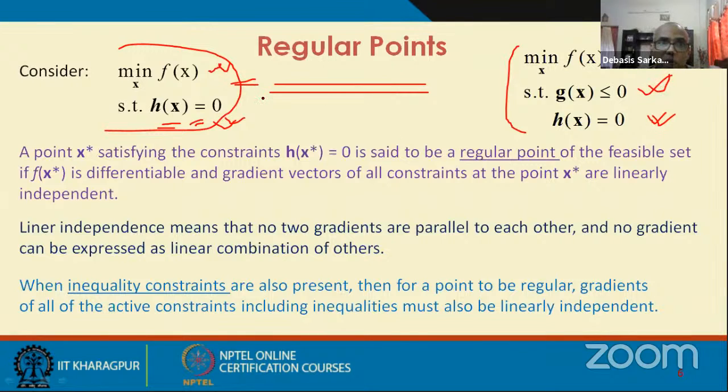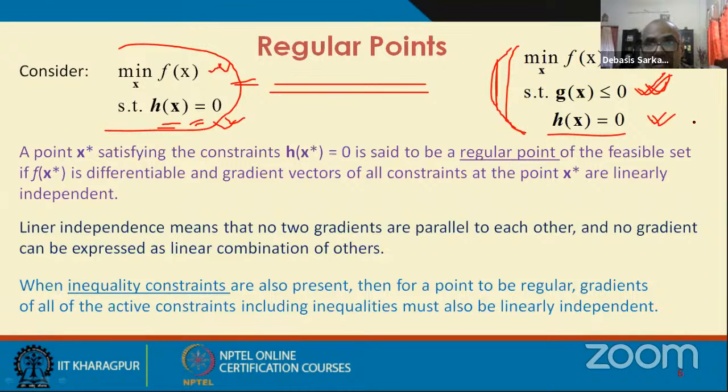So we extend the definition of the regular point for such optimization problems where both equality and inequality constraints are present as follows. For a point to be regular here, the gradients of these constraints as well as gradients of g equal to 0 constraints must be linearly independent.